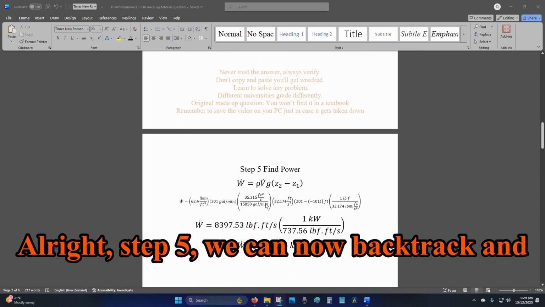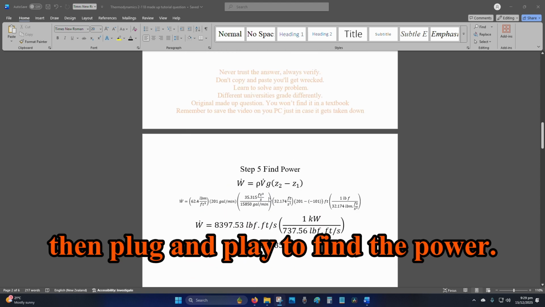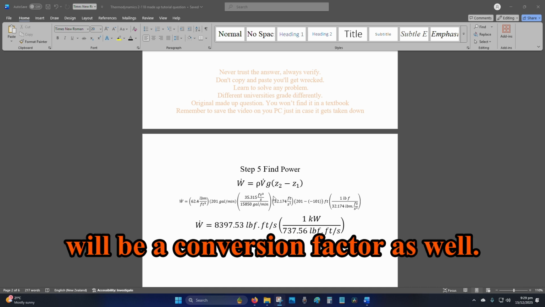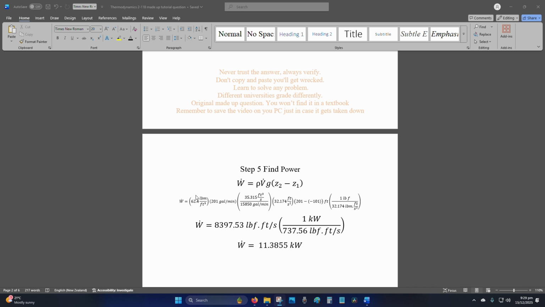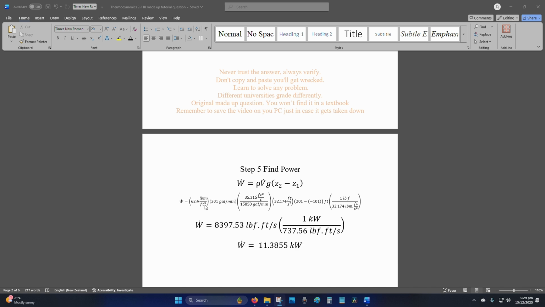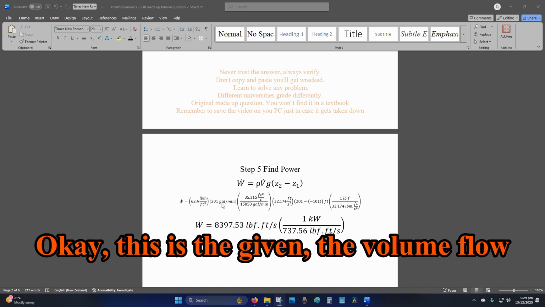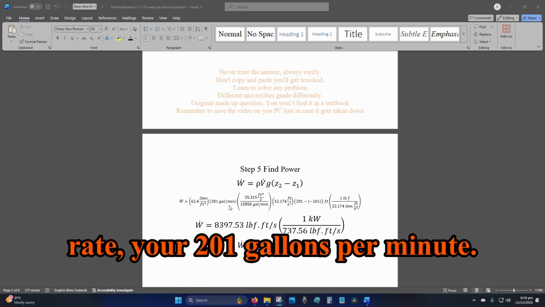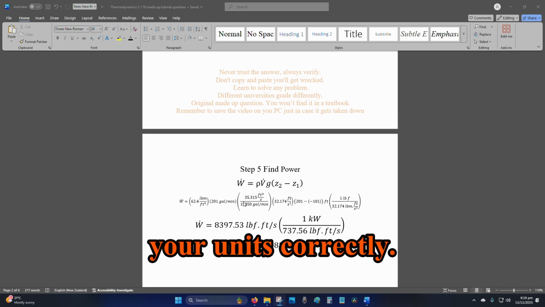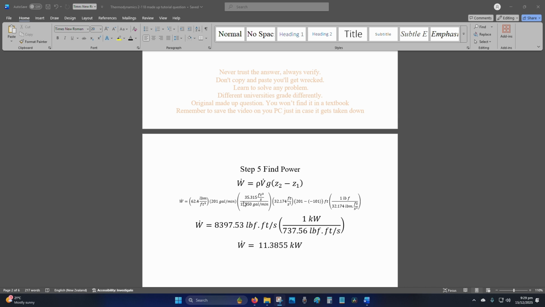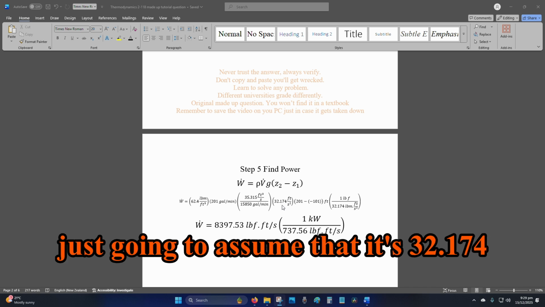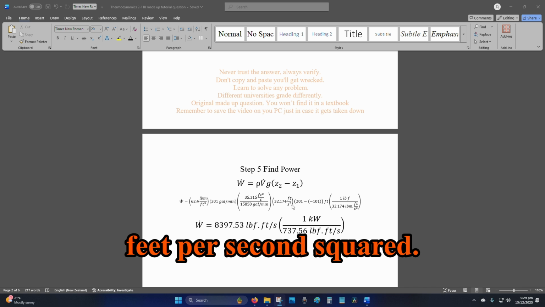Alright, step 5, we can now backtrack and then plug and play to find the power. And we want that in kilowatts, so there will be a conversion factor as well. So this is the density that we looked up from the table. Okay, this is the given, the volume flow rate, your 201 gallons per minute. This is your conversion factor to get your units correctly. And then this is your gravity. You're just going to assume that it's 32.174 feet per second squared.